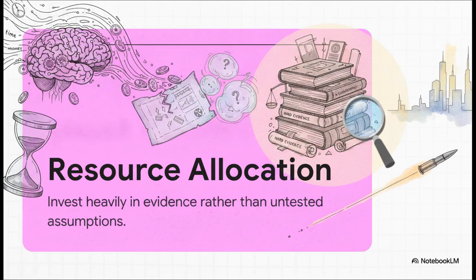And that brings us directly to resource allocation. Look, we all have limited resources, whether that's time, money, attention, or just pure effort. This mindset intelligently allocates those scarce resources by prioritizing one thing above absolutely everything else: hard evidence. Instead of investing heavily in untested assumptions, you're actually investing in reality. And I promise you, that difference becomes exponentially more valuable as your projects get larger and more complex.